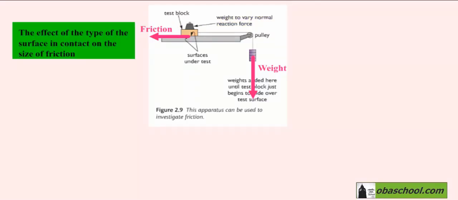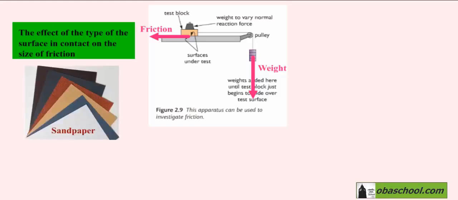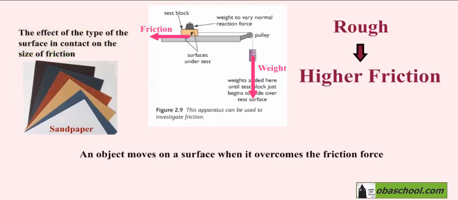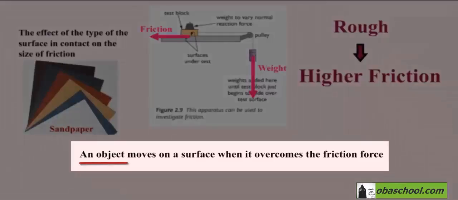Here, the effect of the type of the surface in contact is also a factor. So we can try this experiment with different surfaces, like using sandpaper. Sandpaper is really rough. This means that we get higher friction. This means we have to put more weights so the block would move. The last conclusion is that an object moves on a surface when it overcomes the friction force.